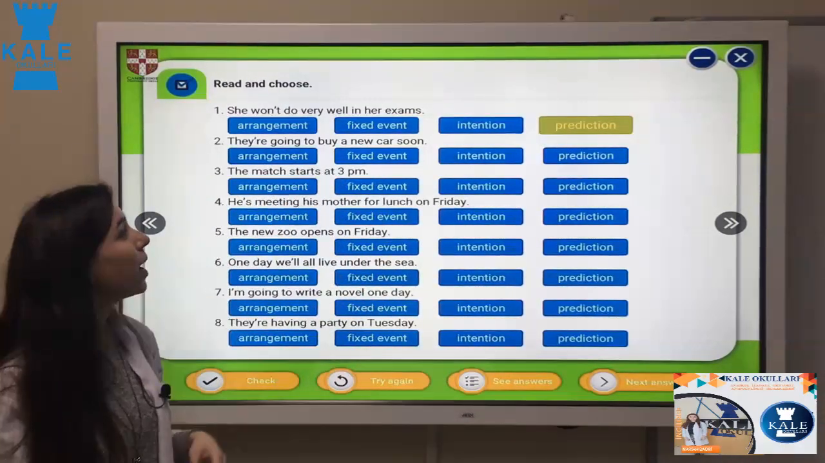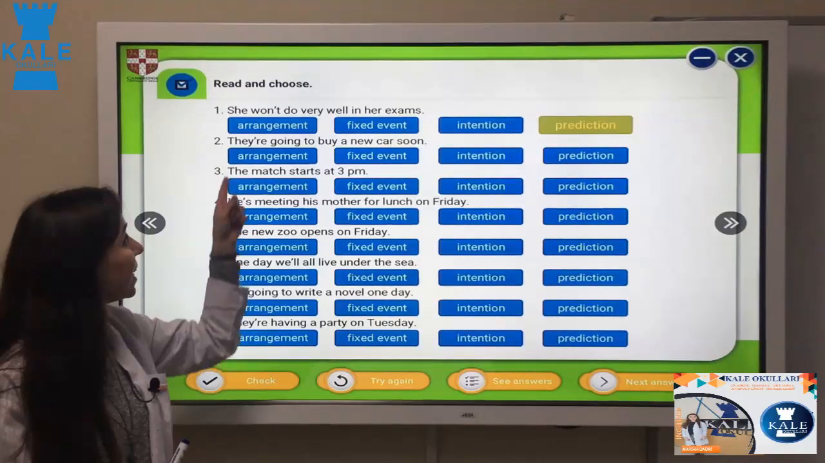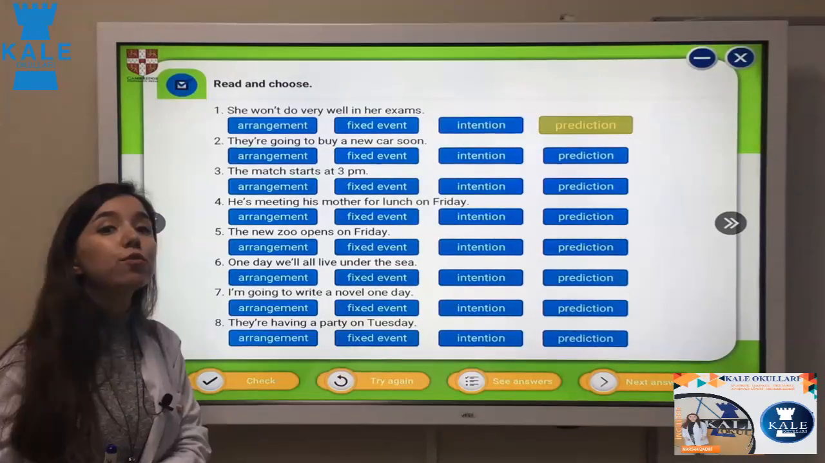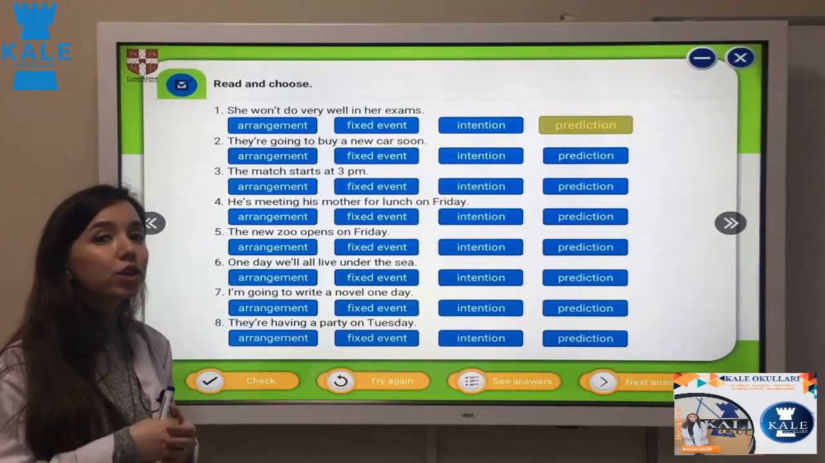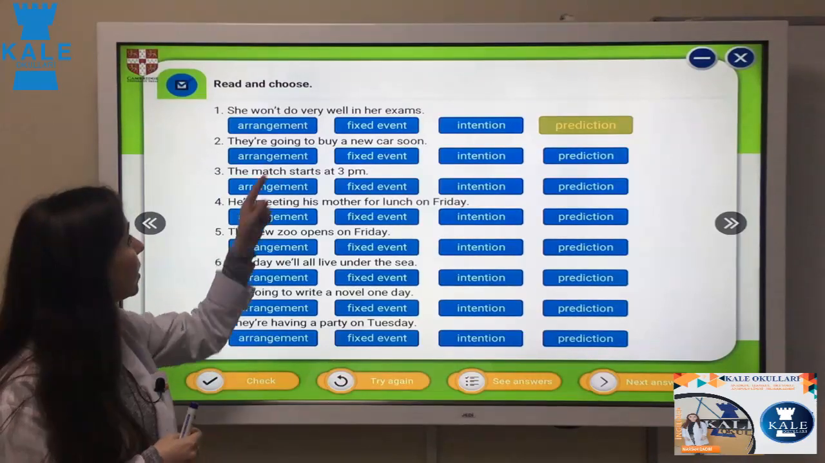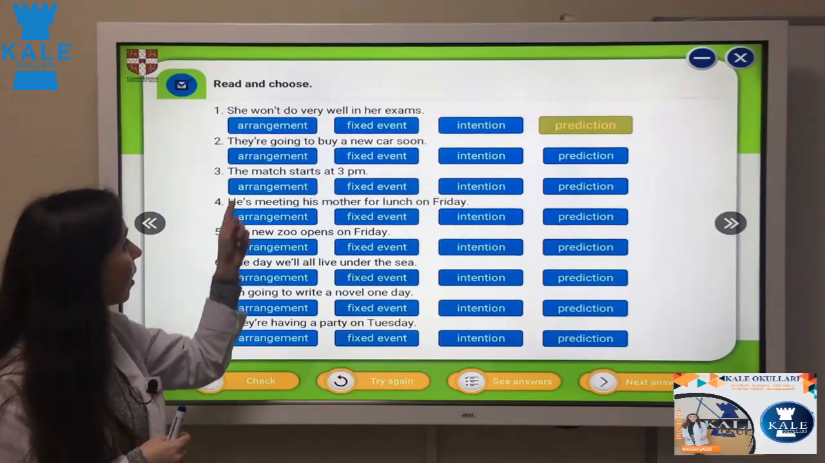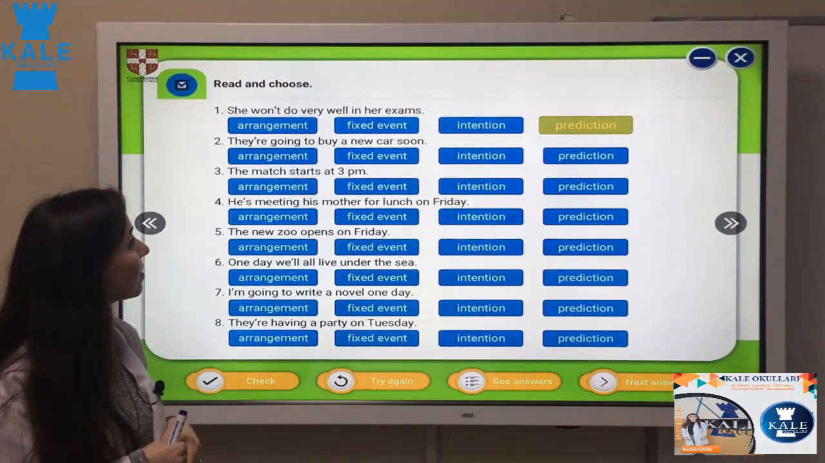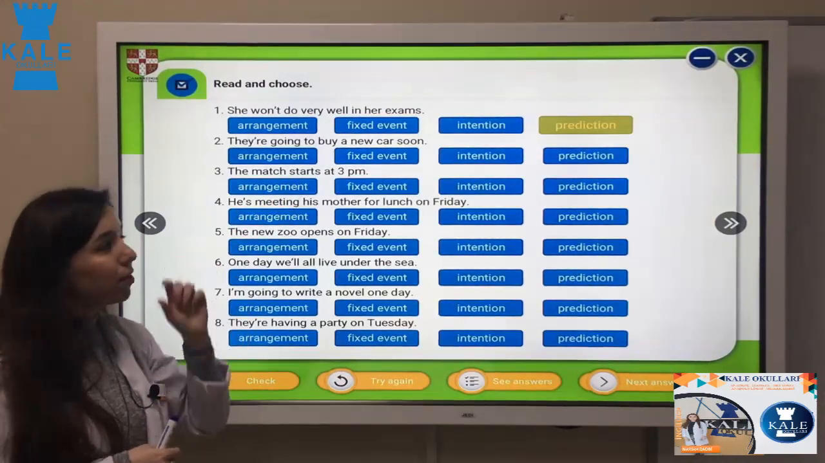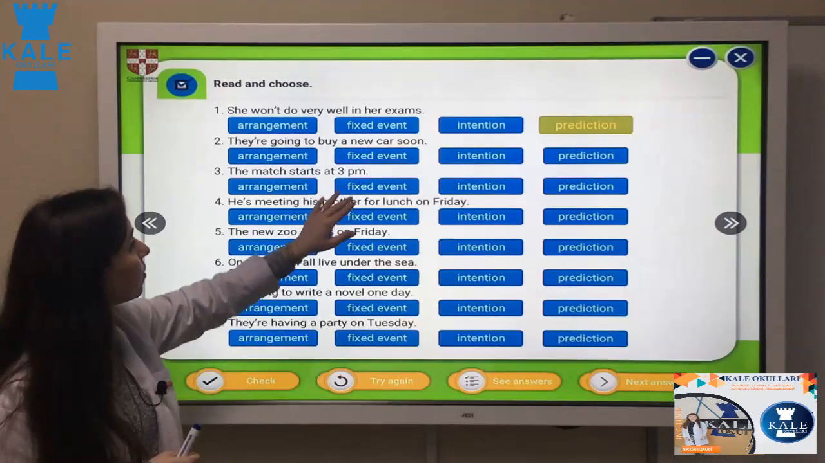They are going to buy a new car soon. They are going to buy. Be going to, we use it for which one? For intention or present continuous? For intention, yes. So they are going to buy a new car. The match starts at 3 p.m. The match starts. It's present simple, something fixed, yes. So where is the fixed event?